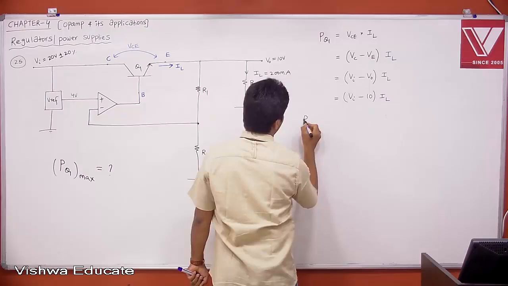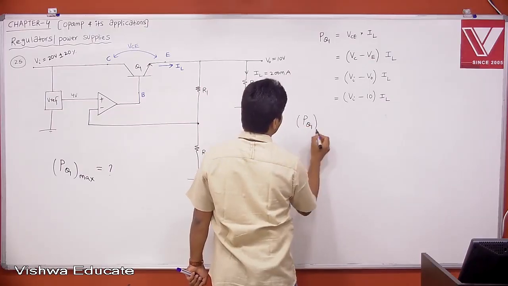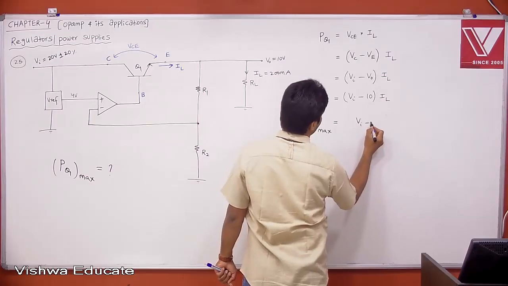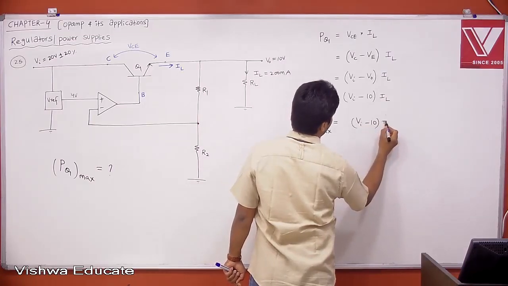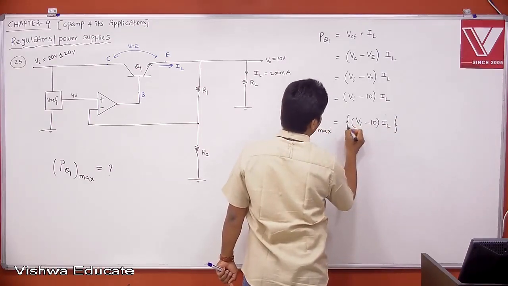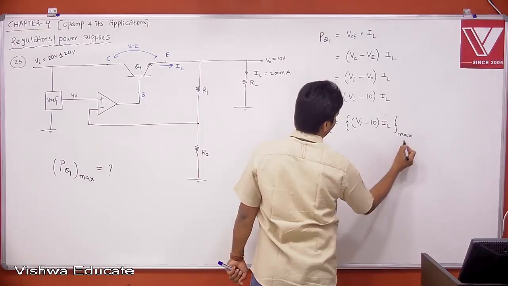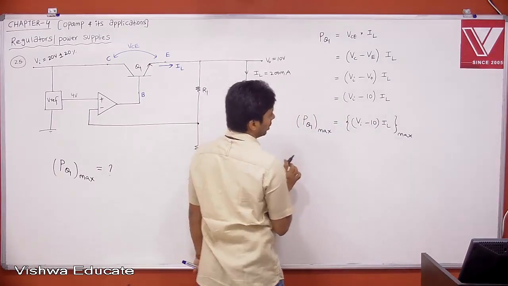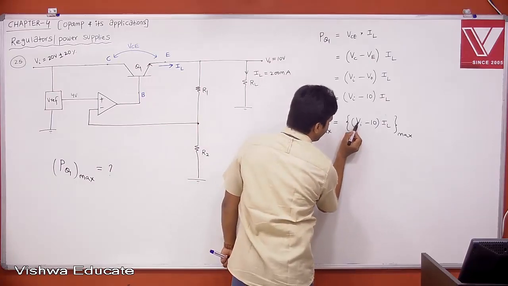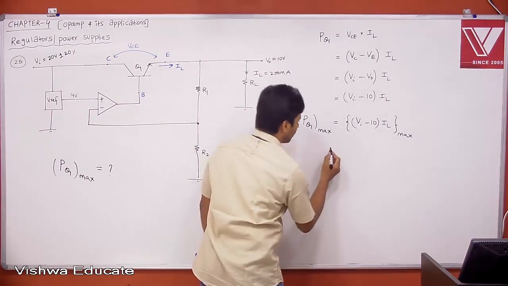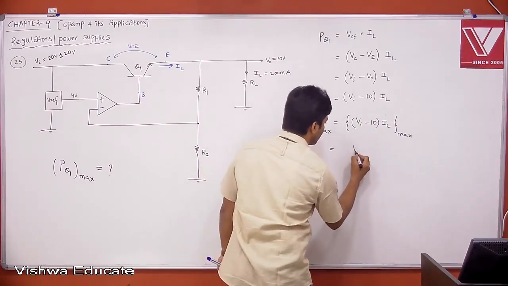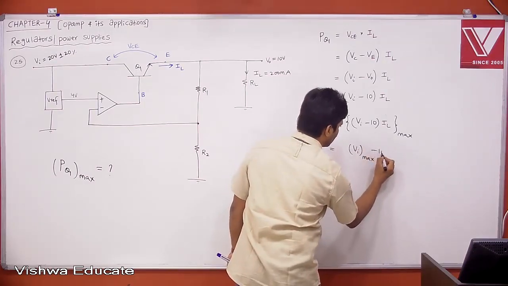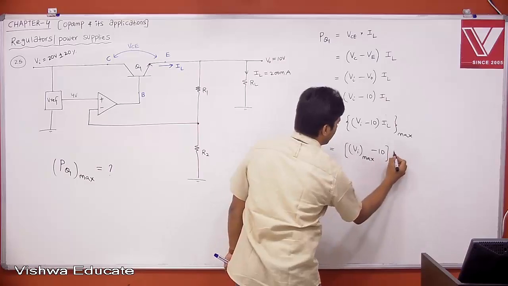Now I want power dissipation across the transistor maximum. The maximum power. Therefore, VI minus 10 into IL should be maximum. Tell me when is this maximum? According to mathematics, your IL is constant, that is given 200 milliampere. Therefore, the only variable is VI. When VI is maximum, then PQ is maximum. Therefore, that maximum will be VI max minus 10 into IL.